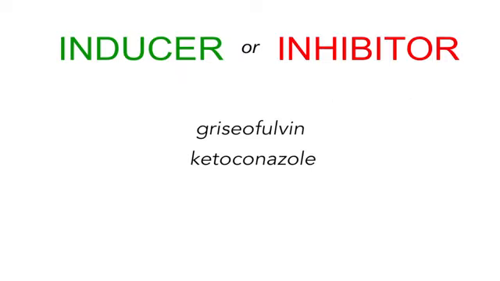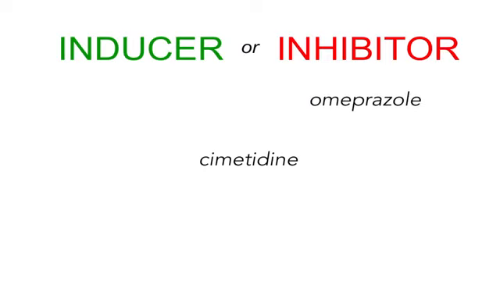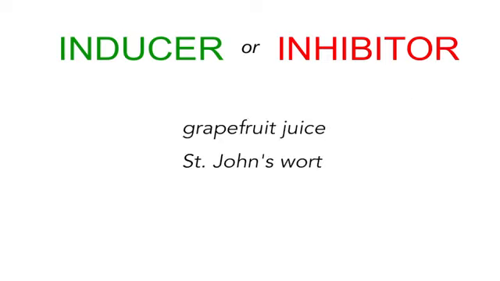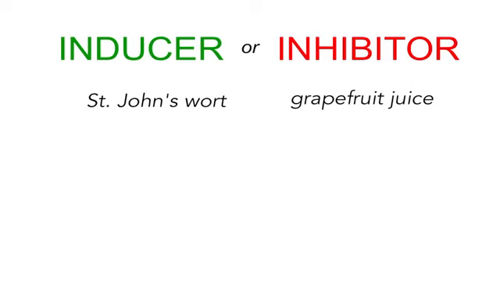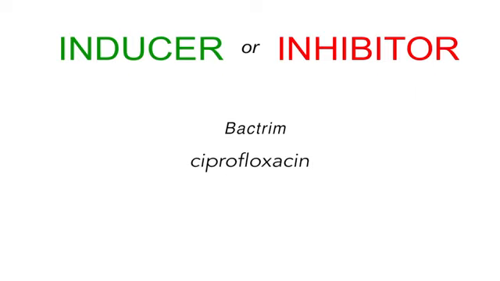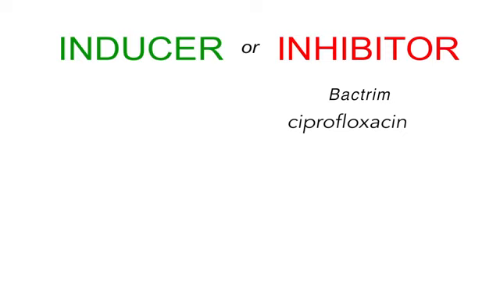Two drugs to suppress stomach acid. Omeprazole is an inhibitor. Cimetidine, also an inhibitor. What about the two things that patients might not tell you about unless you ask? Grapefruit juice, inhibitor. St. John's wort, inducer. And some drugs commonly used for UTIs. You've got Bactrim, inhibitor because it's a sulfonamide. Ciprofloxacin, inhibitor.